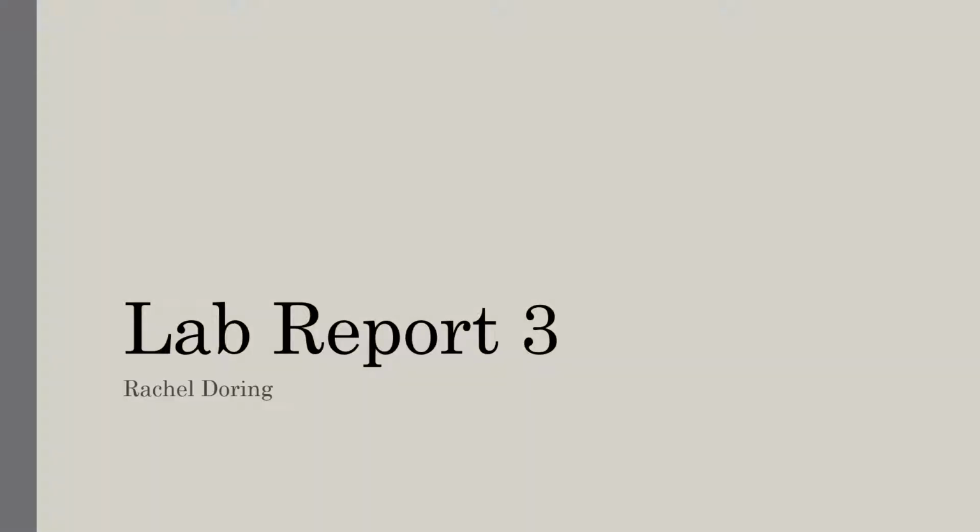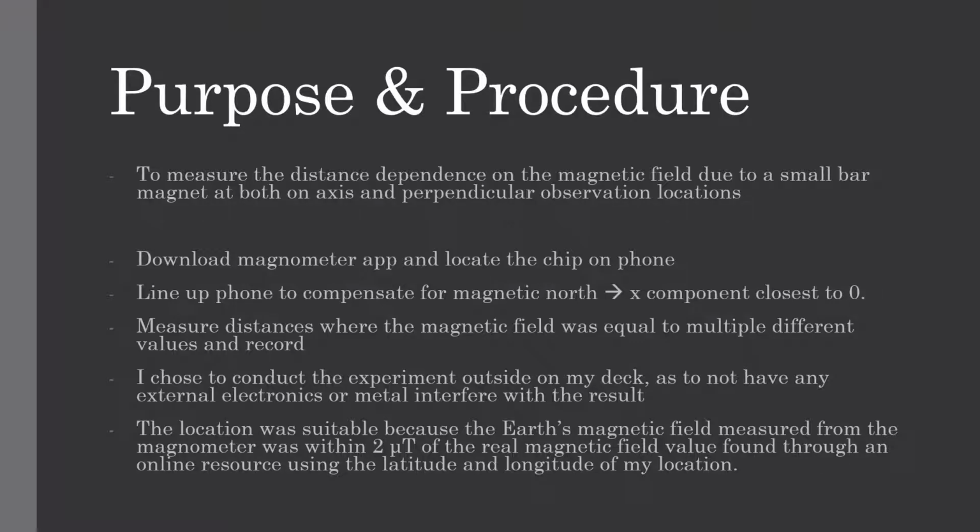Hi everyone, my name is Rachel Doring, and here are my results and processes for Lab 3 on magnetic dipoles. The main purpose of the lab was to measure the distance dependence of the magnetic field due to a small bar magnet at both on-axis and perpendicular observation locations.